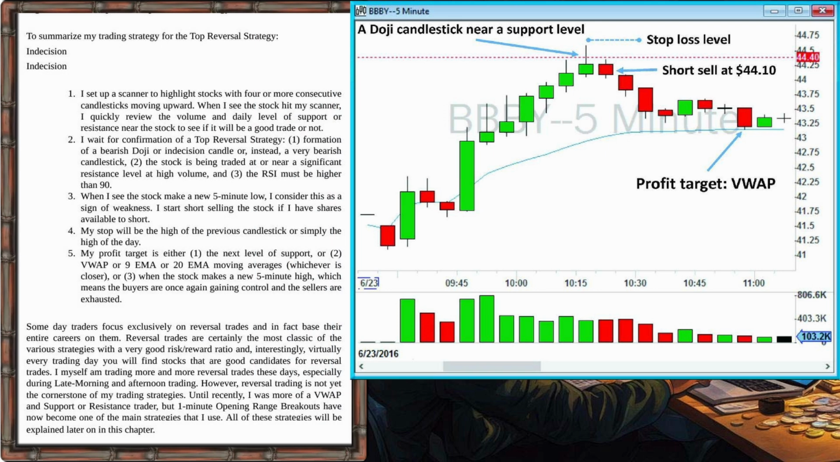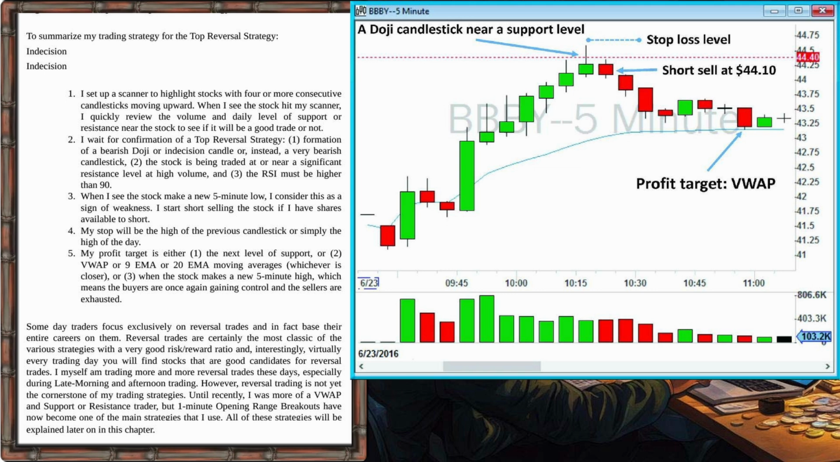To summarize my trading strategy for the top reversal strategy: 1. I set up a scanner to highlight stocks with 4 or more consecutive candlesticks moving upward. When I see the stock hit my scanner, I quickly review the volume and daily level of support or resistance near the stock to see if it will be a good trade or not. 2. I wait for confirmation of a top reversal strategy. 1. Formation of a bearish doji or indecision candle, or instead a very bearish candlestick. 2.